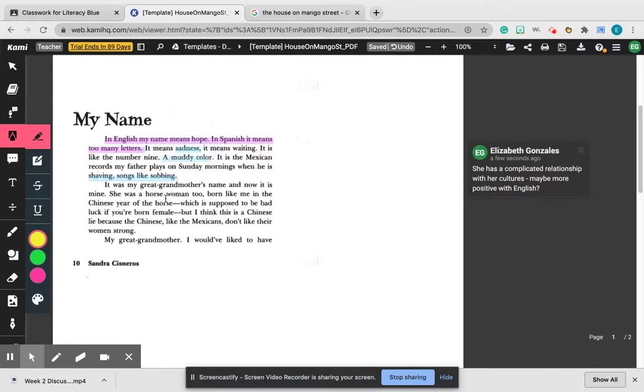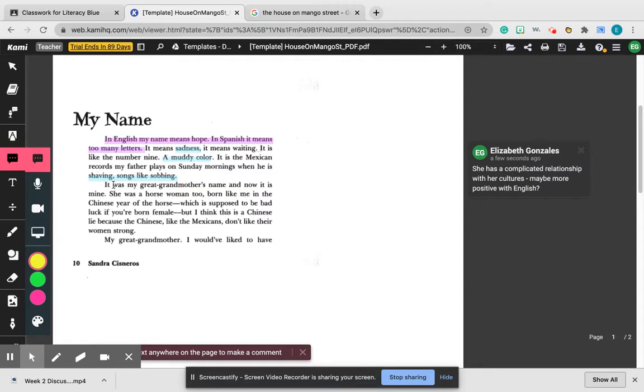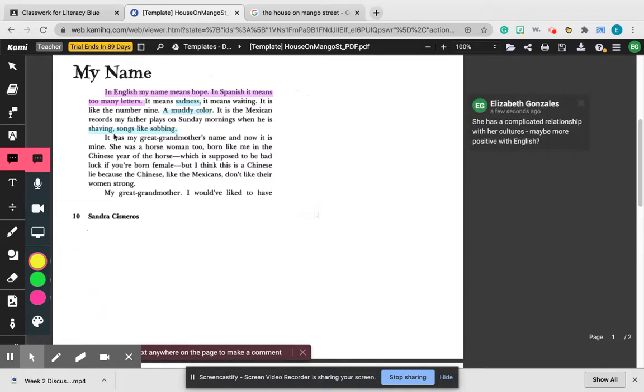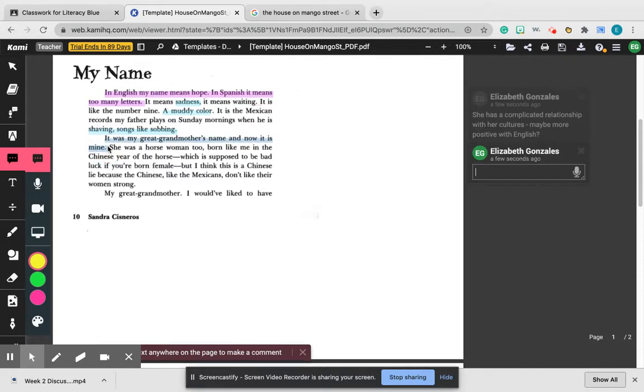"It was my great grandmother's name, and now it is mine." All right, so we're going to come to our comment. I want you to think about how a lot of the time when you're named after somebody, you have this legacy that you essentially have to live up to. Whether you think so or not, or whether you're meant to or not is beside the point, but you kind of just feel like you do. And I think that's really important for us to know as we understand Esperanza.